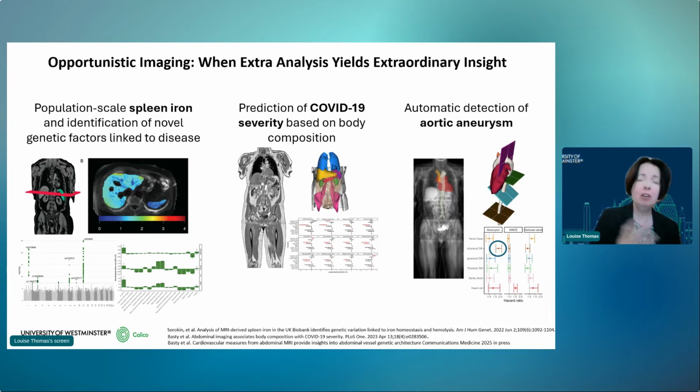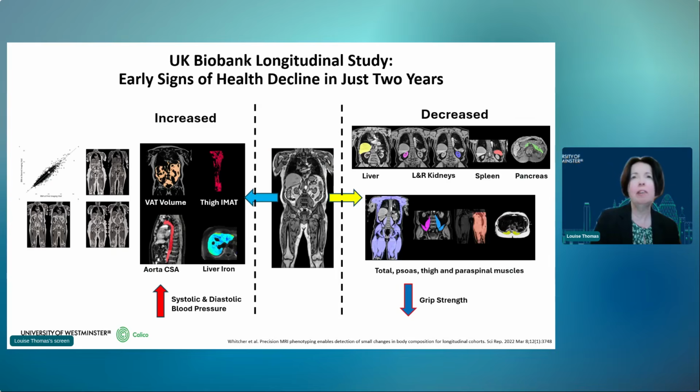And then my colleague Nick did a fantastic study where he was able to automatically detect aortic aneurysms. These aren't from the cardiac scans, these are from the abdominal images. And this is quite exciting because this kind of technology can be very easily translated into clinical use.